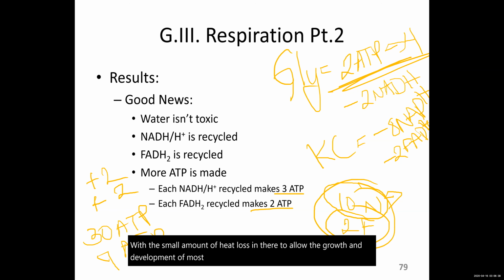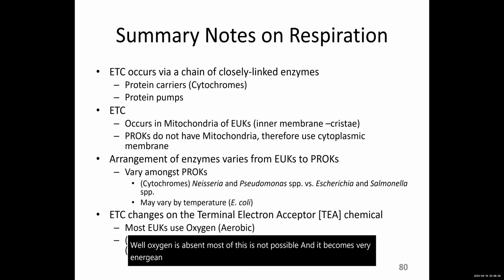So glycolysis combined with respiration is a very powerful tool, as long as, again, you have access to sugars, technically glucose, and you have access to oxygen. When oxygen is absent, most of this is not possible, and it becomes very energy inefficient. Now, putting this all together, remember that our electron transport chain works by virtue of these carriers, these cytochromes, and pumping out hydrogen that creates that gradient. This takes place either in the mitochondria or the plasma membrane when you're talking about bacteria, okay?